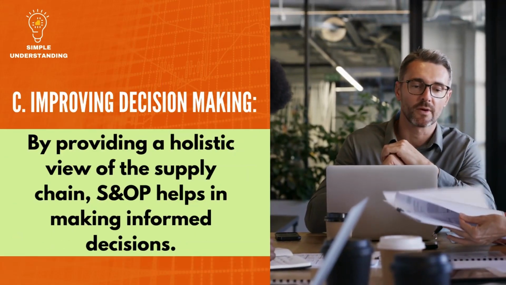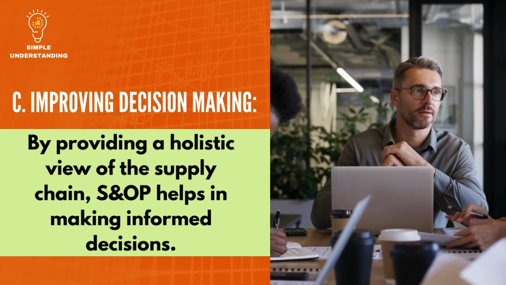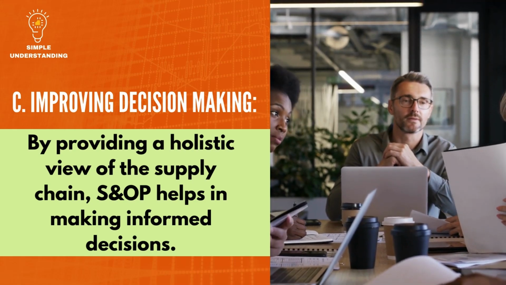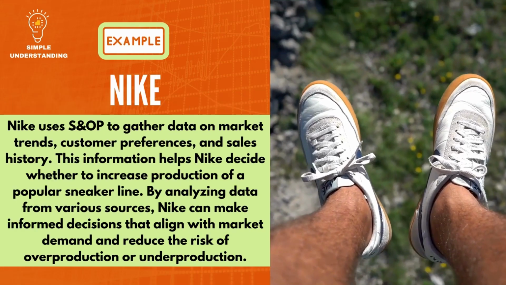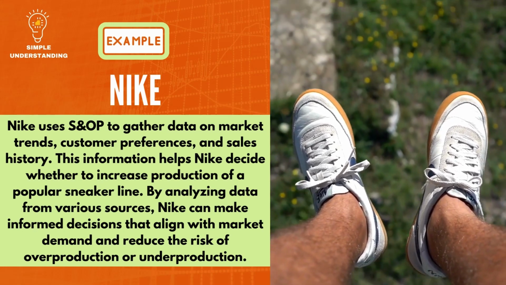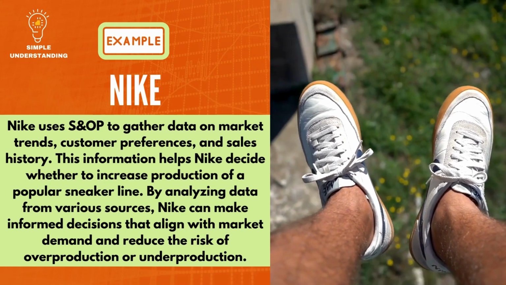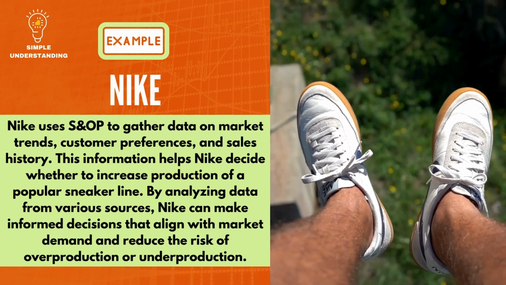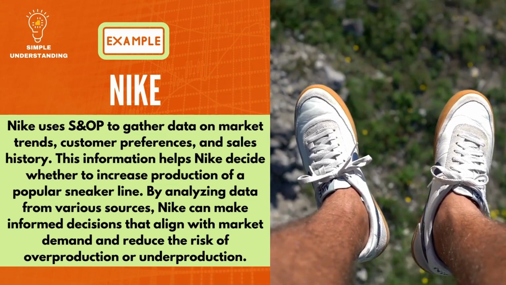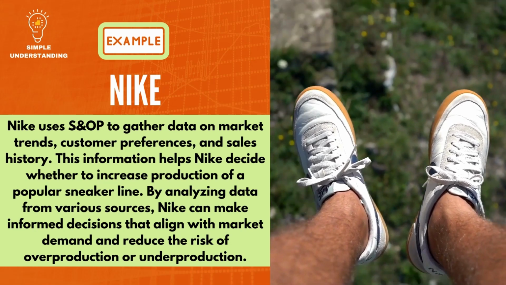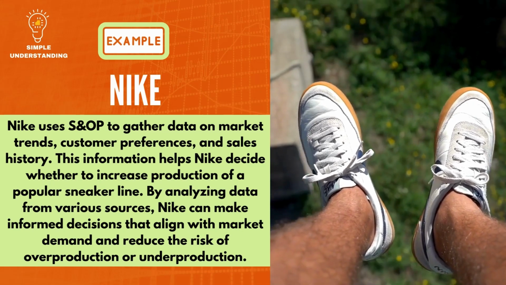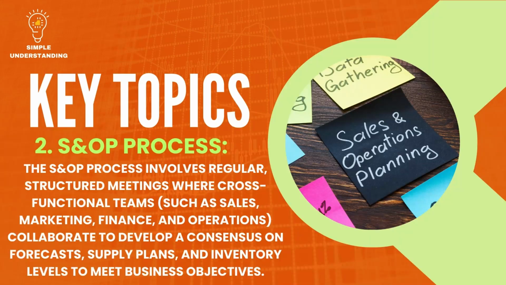C. Improving decision-making. By providing a holistic view of the supply chain, S&OP helps in making informed decisions. Example: Nike. Nike uses S&OP to gather data on market trends, customer preferences, and sales history. This information helps Nike decide whether to increase production of a popular sneaker line. By analyzing data from various sources, Nike can make informed decisions that align with market demand and reduce the risk of overproduction or underproduction.